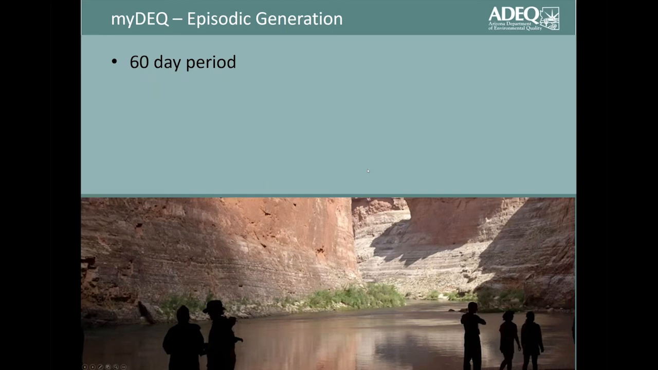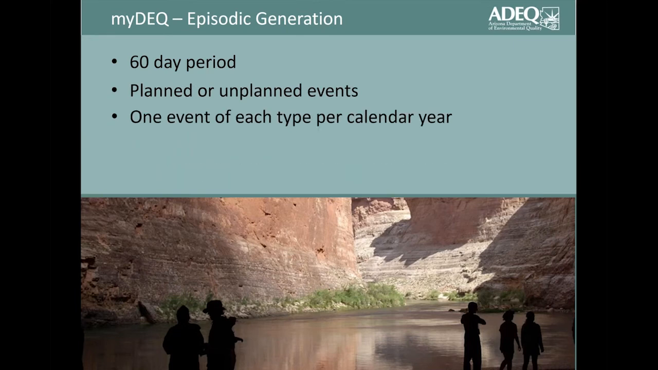So the period, that short period of time, is 60 days. And that means you have 60 days to ship the hazardous waste off-site after the starting time, and the starting time depends on what type of event it is. So there's two types of events, planned and unplanned. You get one event of each type per calendar year.